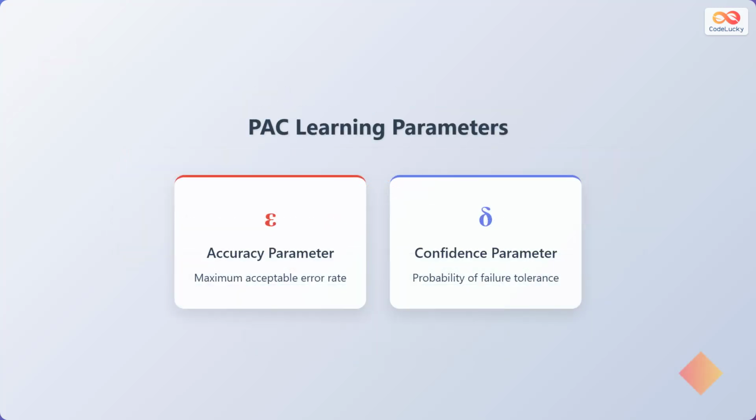Let's understand the parameters of PAC learning. The first important parameter is epsilon, denoted by the symbol ε. Epsilon represents the accuracy parameter, which defines the maximum acceptable error rate for our learning algorithm. In other words, it specifies how close we want our hypothesis to be to the true concept we're trying to learn. The next important parameter is delta, denoted by the symbol δ. Delta represents the confidence parameter, which quantifies our tolerance for failure. It specifies the probability that our learning algorithm will fail to produce a hypothesis that meets our accuracy requirements.